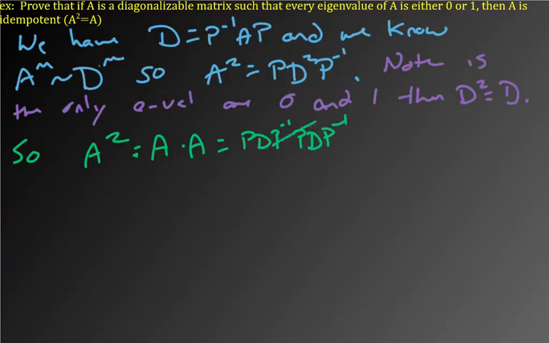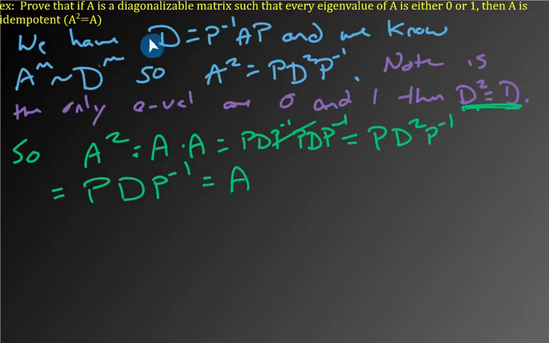And, you know, these cancel off. I get PD squared P inverse, right? And then this is where I'm going to use my substitution, basically this. And so this equals P D P inverse, right? Because D squared is D. And we know that PDP inverse equals A, just by the similarity up here. You can restructure this, and you know that PDP inverse is A. So that does it, right?